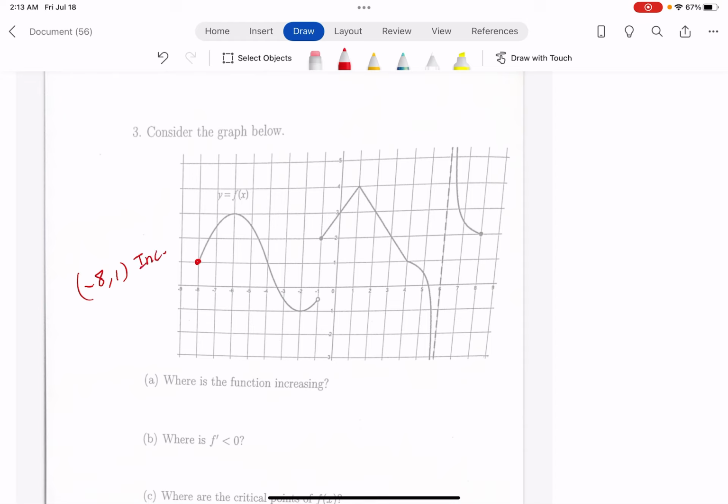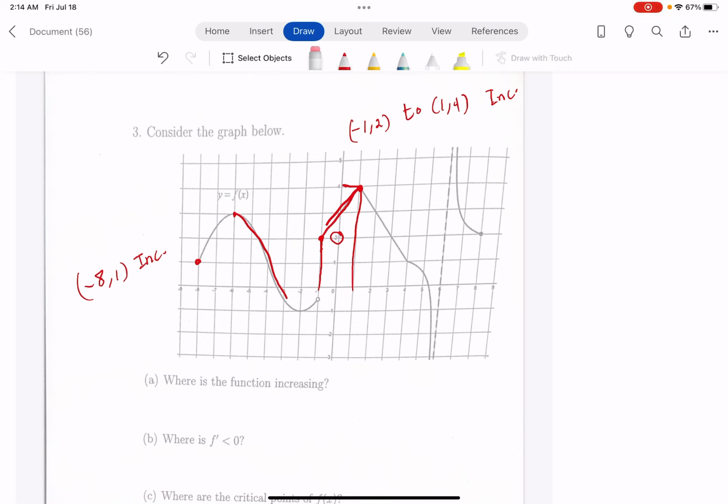Let's look at another one that's increasing. From here to here, this is decreasing. From here to here, look at this, that is increasing. So from -1 to 2, to this point is 1 and 4, and that is increasing also.